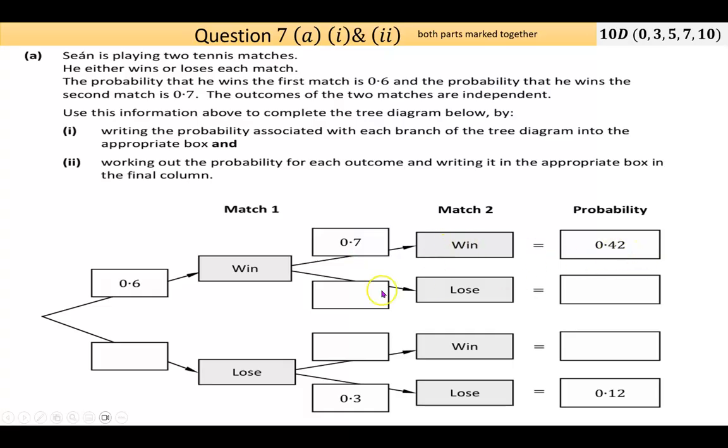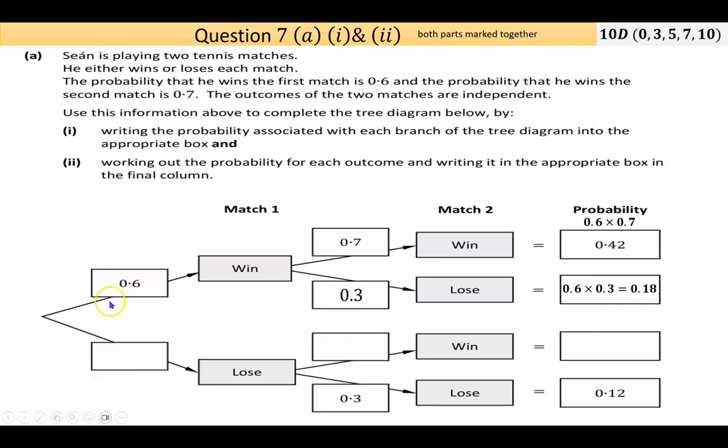Now, what we need to think about next, and this is where I bring in the answer, is the probability of him losing the second match. If 1 is you will win, take away the 0.7, you're left with 0.3. It's the probability you lose. Now, doing that calculation for this one, you're going to win and lose. So 0.6 times 0.3 gives you a probability of 0.18.